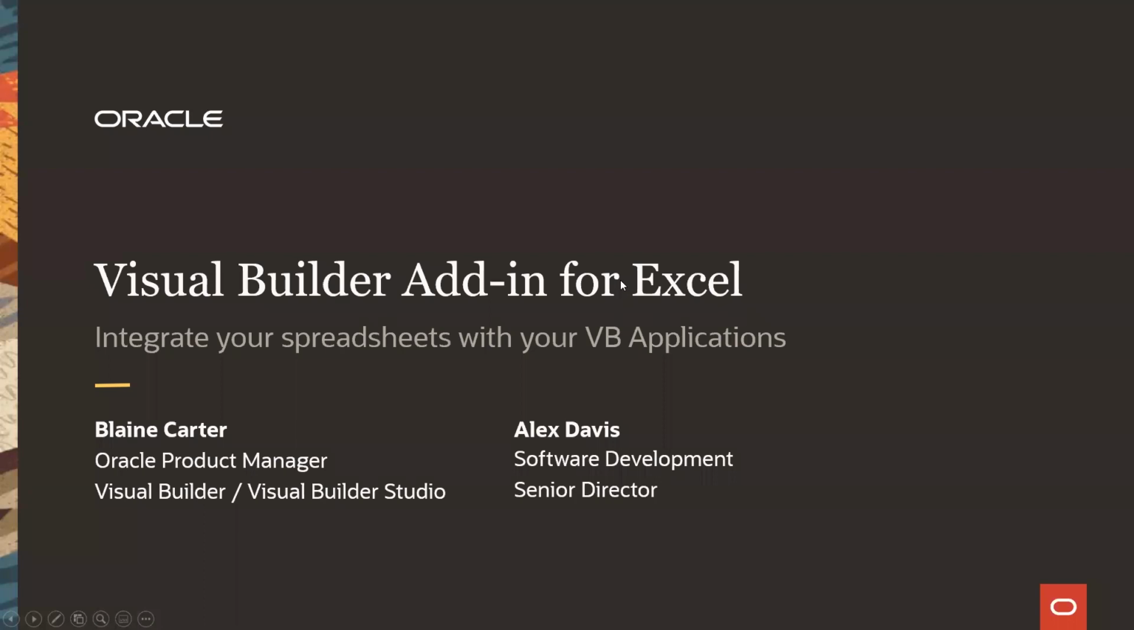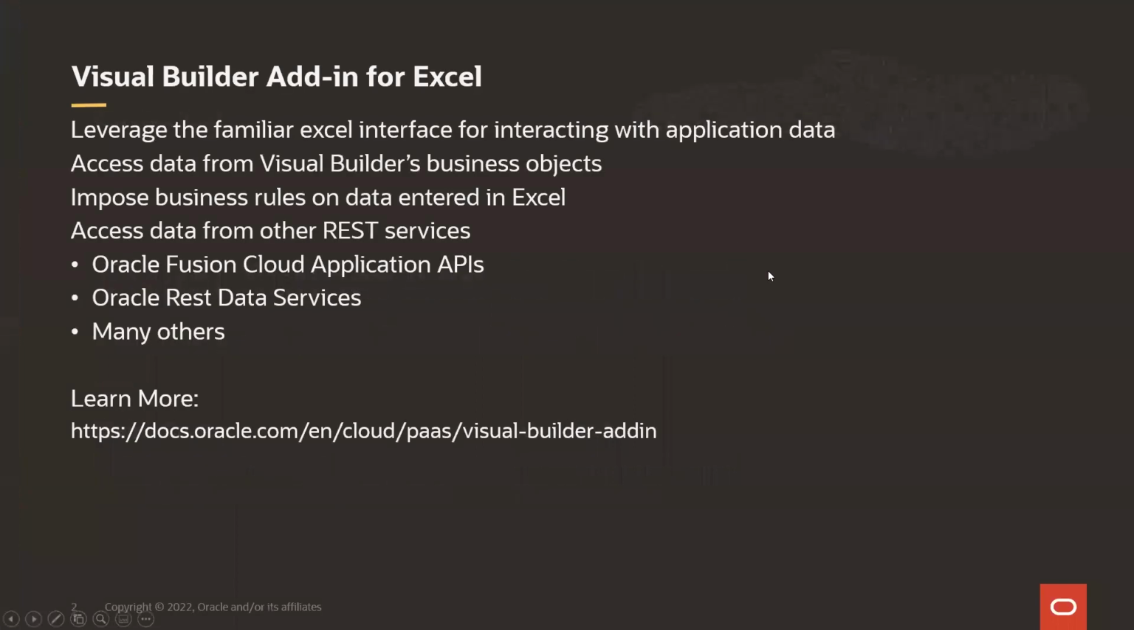So what is the Visual Builder add-in for Excel? The add-in allows you to leverage the familiar Excel interface for interfacing with application data. The short of this is the plugin will let you do all kinds of different things. Mainly, it's intended to allow you to access the data from your Visual Builder's business objects, which also allows you to impose business rules on those backend business objects so that the data entered through Excel can be controlled with the business objects. And it also allows you to access other REST services.